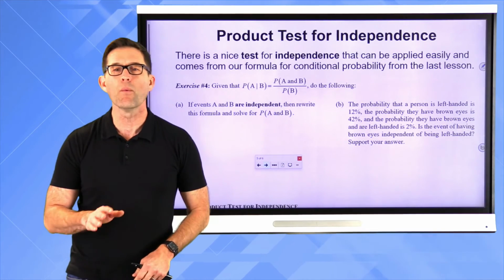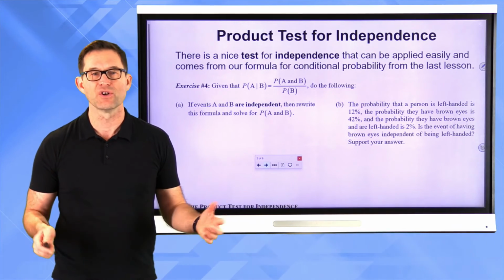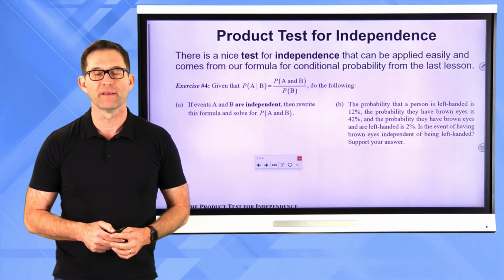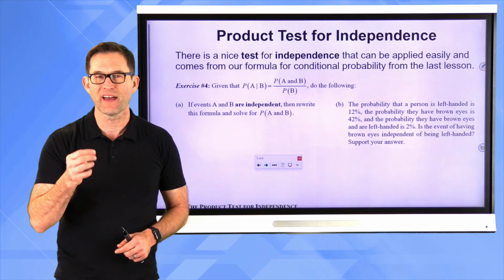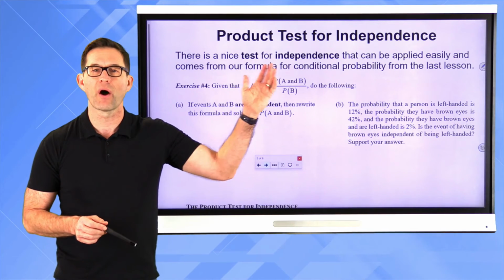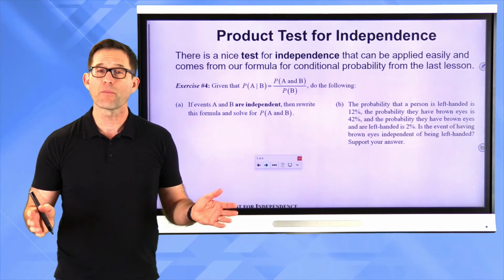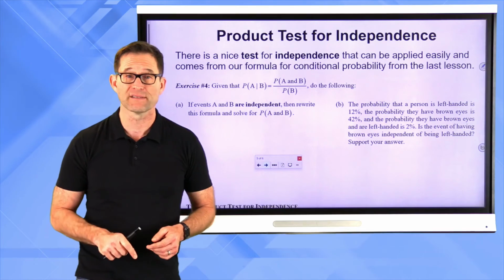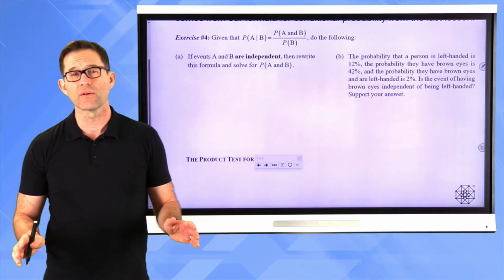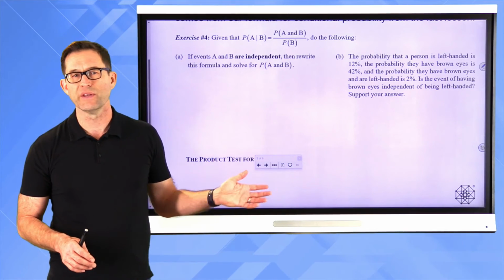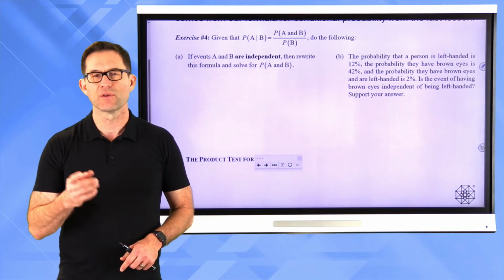Okay, so let's look at one last thing having to do with independence. Now, I really like the discussion that we just had. But there's another test for independence that I don't think is nearly as intuitive, but we oftentimes like to show because it's a very quick test for independence. It's what's known as the product test for independence. There's a nice test for independence that can be applied easily and comes from our formula for conditional probability from our last lesson. So let's develop the formula and then use it. But I do want to keep in mind that generally this is sort of a shortcut to the analysis we just did. Does it work? You bet it does. But I don't think that it's as great of a feel. So let's talk about it.